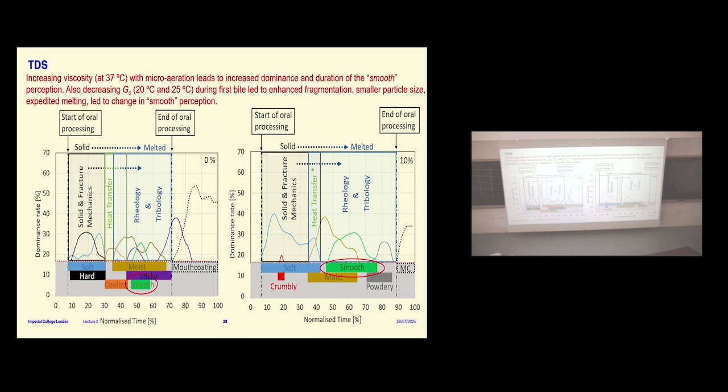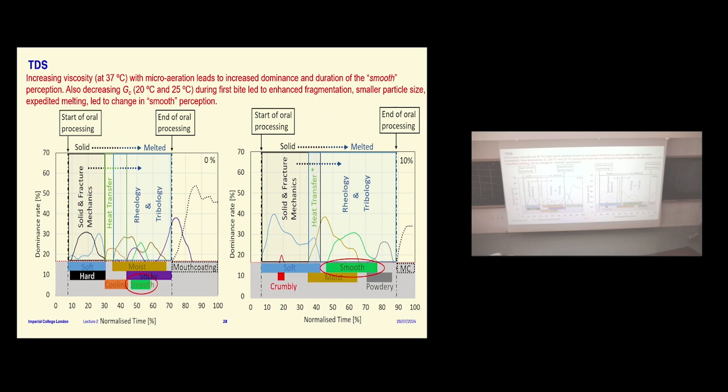I mean, a lot of this is speculation, but we're going to have to try and explain something. So we said that the increased viscosity at 37 degrees possibly means that you're coating particles more and you're not feeling them. Again, I think this is speculation. But also the fact that we decreased GC during the first bite led to an enhanced fragmentation at 20, 25 degrees. When the first bite happens, these will be the relevant data at 20 and 25 degrees. And then you got smaller particle sizes, which sped up the melting, and that could make this increase in the smooth perception here.